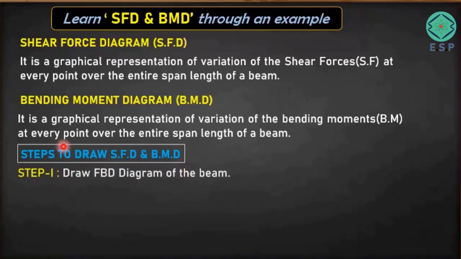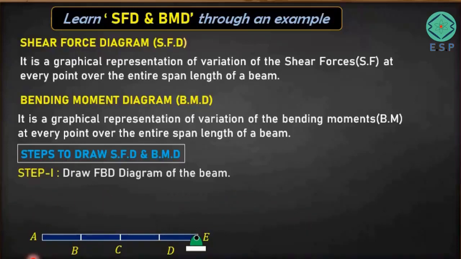The first step before drawing any shear force and bending moment diagram is to draw the free body diagram of the beam. So let's take one example of a beam. We have a beam AE, with points B, C, D in between. The beam has a hinge support at point E and a roller support at point A. There are loads acting at point B, 150 kilonewton at point C, and 100 kilonewton at point D, and the distances AB, BC, CD and DE are 1 meter each. I have taken a simple example.